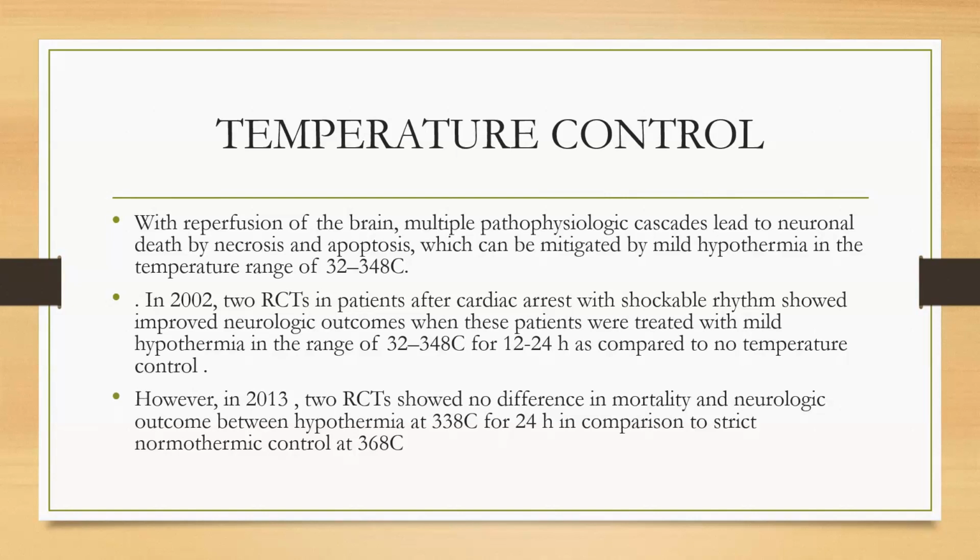And the idea behind it was that if we maintain mild hypothermia, it will help in reperfusion of the brain because it will help in reducing the necrosis and apoptosis. But in 2013, the TTM2 trial was published, which showed no difference in mortality and neurological outcome between hypothermia at 33 degrees Celsius for 24 hours in comparison to strict normothermic control at 36 degrees Celsius.